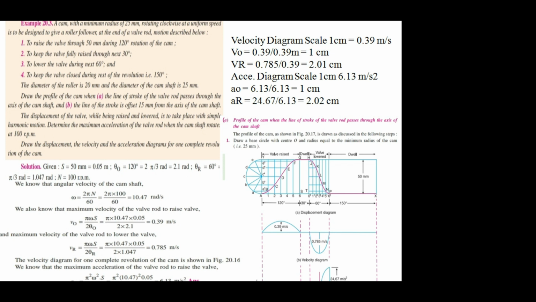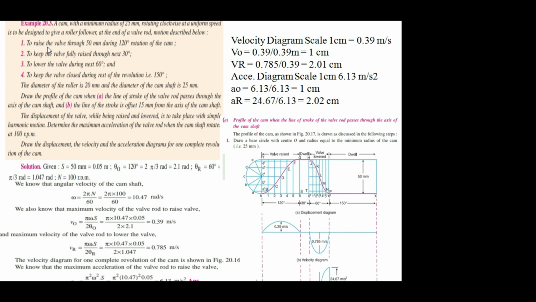Yesterday we have seen one numerical related to cams. Let us see numerical number second. A cam with a minimum radius of 25 mm rotating clockwise at a uniform speed is to be designed to give a roller follower at the end of valve rod motion described below.